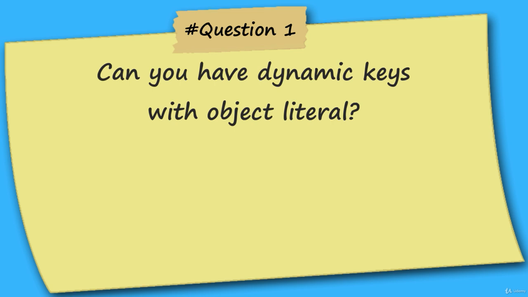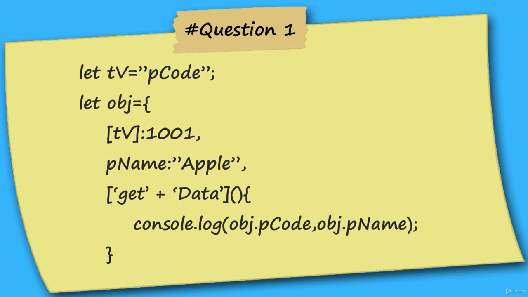The first question is, can you have dynamic keys with object literal? Yes, we can have. We have already seen the last example where the key is not fixed but it is referred by a variable. Even we saw that a method like getData, we tried to divide into two different values, then also it was valid. So of course dynamic keys are absolutely allowed with square brackets.